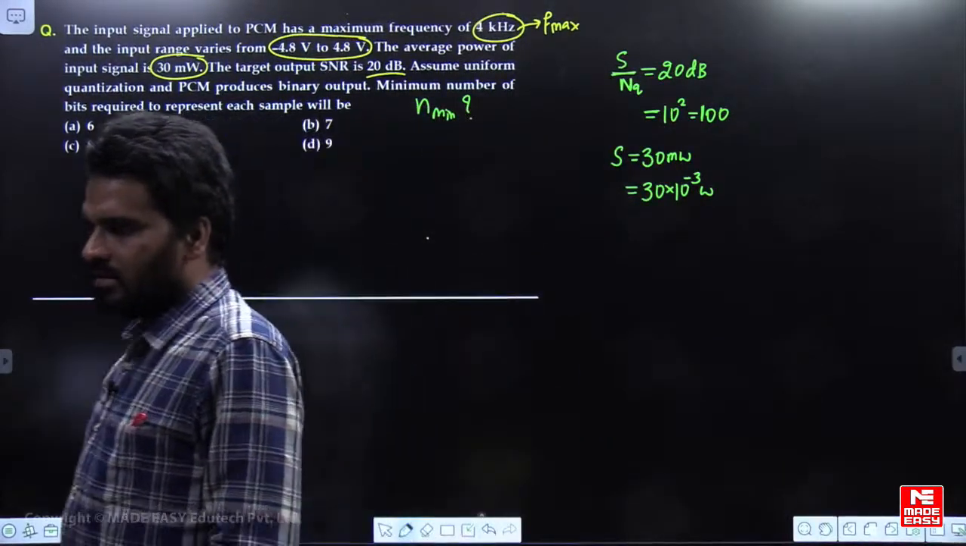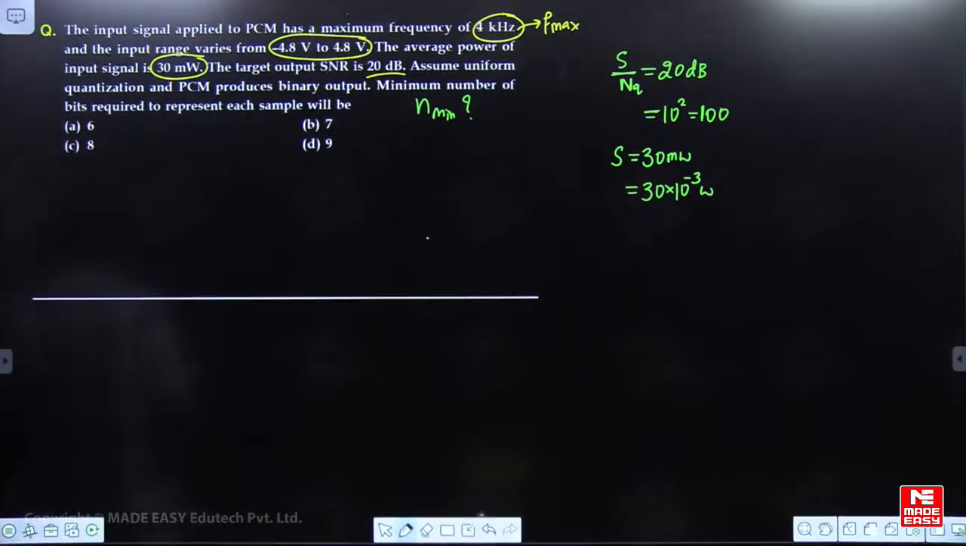I am expecting answers from you. Do solve this question. Good afternoon, Ishita. Ishita is saying 7. The answer is 7. Let's check whether that is correct or not. What about the others? Are you getting the same answer, 7, or any other answer?